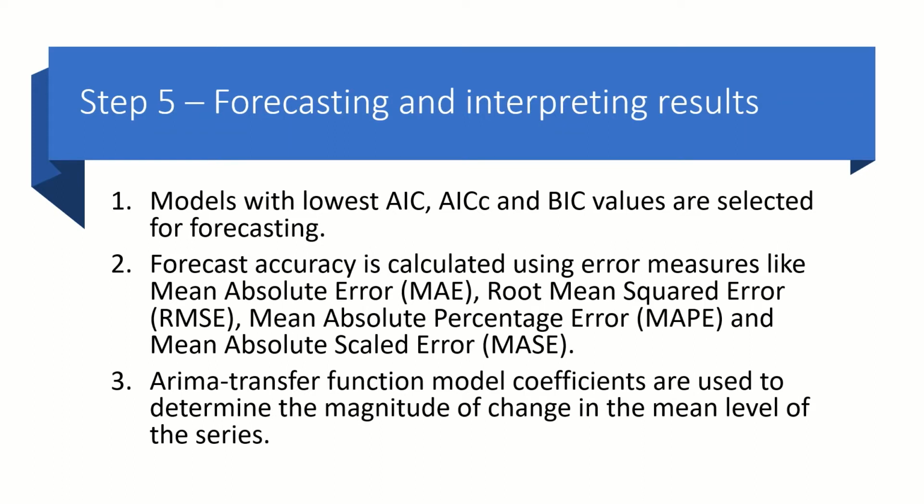The final step of the analysis is forecasting and interpreting the results of the models. When multiple models are estimated, the best model is selected based on the least values of information criteria like AIC, AICc, and BIC. The models that pass diagnostic tests are used to forecast for the test period. The forecast errors are computed using measures like mean absolute error, root mean squared error, mean absolute percentage error, and mean absolute scaled error. The model having lowest errors is selected as the best model.